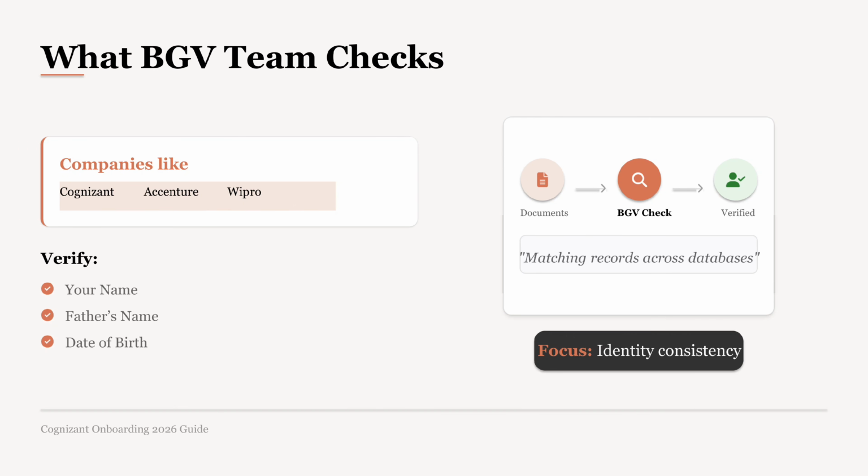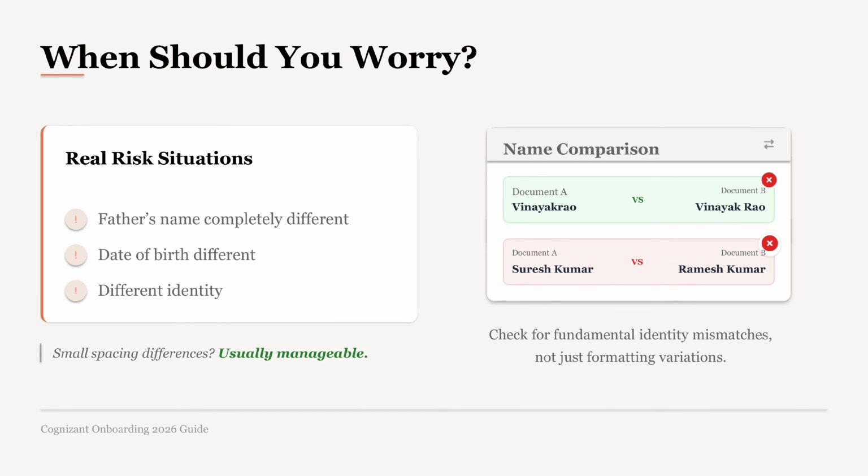If the initials present in the mark sheet are correctly expanded into the full name in your PAN card, usually there is no issue. Now, when should you be worried? Only if the father's name is completely different, or the date of birth mentioned in the PAN card is completely different, and whatever naming convention you have followed refers to a completely different identity in the PAN card, then there is an issue. Small spacing differences or format variations are usually manageable. A completely different identity is the real problem. And if possible, maintain the same spelling and spacing across all the documents to avoid unnecessary queries.